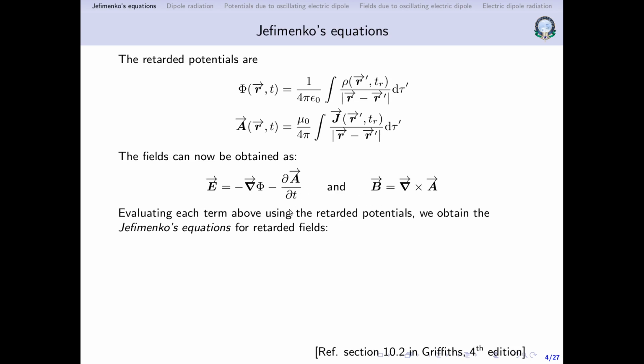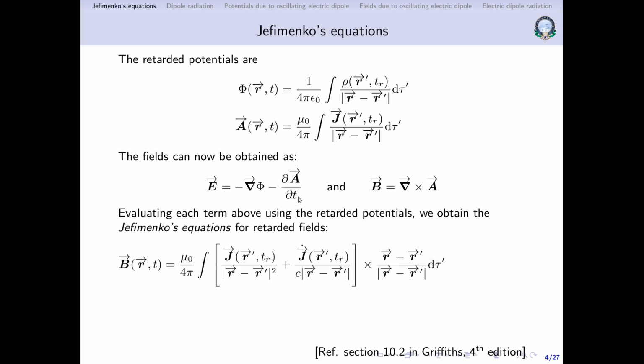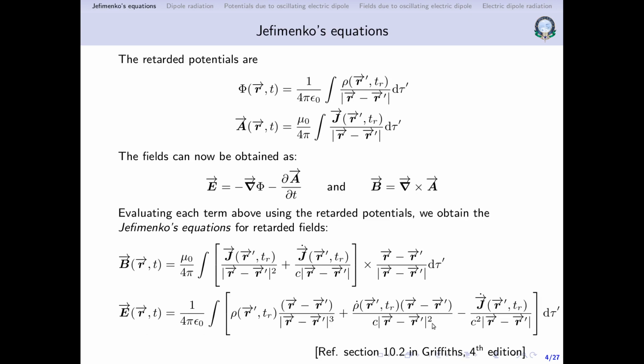We can evaluate each of these terms, and of course I'm not going to do this part, the evaluation of these terms, because it's not there in your syllabus, but if you're interested, you could go through section 10.2 in Griffith's 4th edition. I've just picked up the results from there. And using this, we get the magnetic field to be this, and the electric field to be this. So these are basically your Jefimenko's equations.